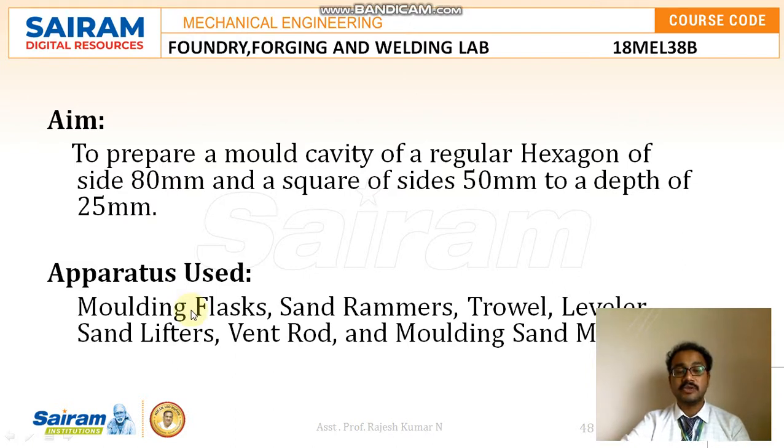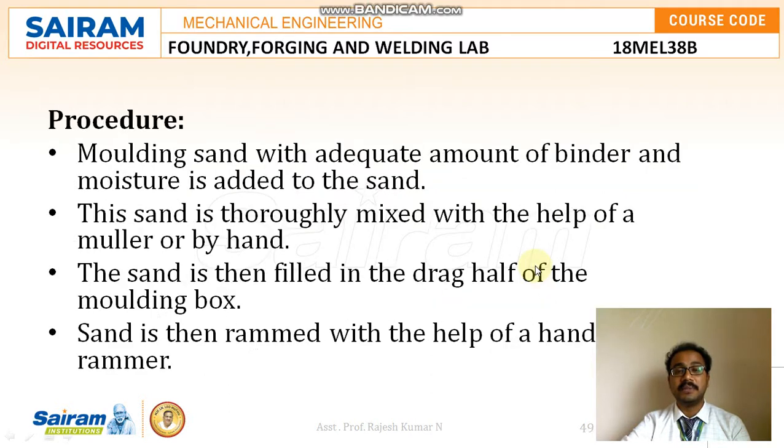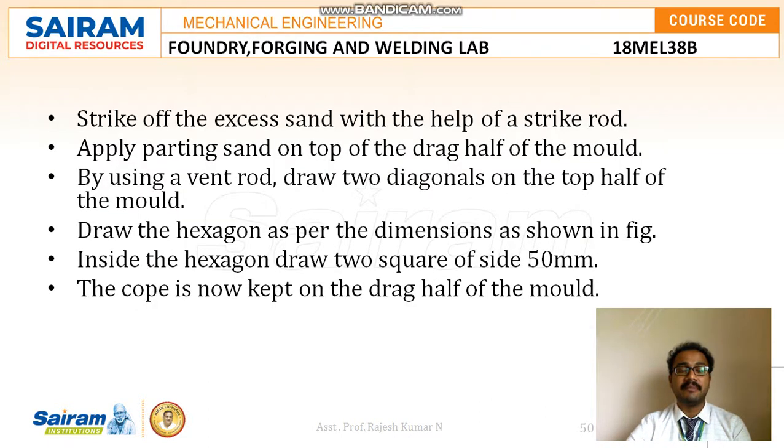The apparatus used are molding flask, sand rammers, trowel, leveler, sand lifters, vent rod, and molding sand mixtures. Procedure. So here we'll be going with a molding sand with an adequate amount of binder and moisture added to the sand. This sand is thoroughly mixed with the help of a muller or by hand, and the sand is then filled into the drag half of the molding box. Sand is then rammed with the help of a hand rammer. Strike off the excess sand with the help of a strike rod.